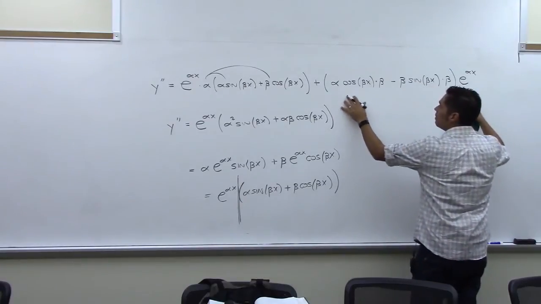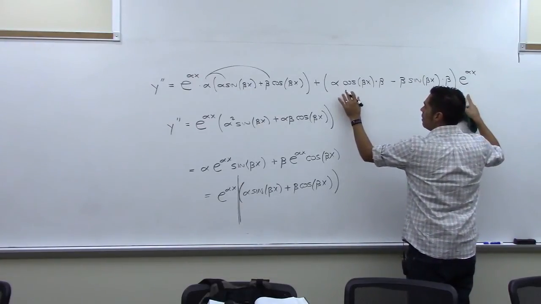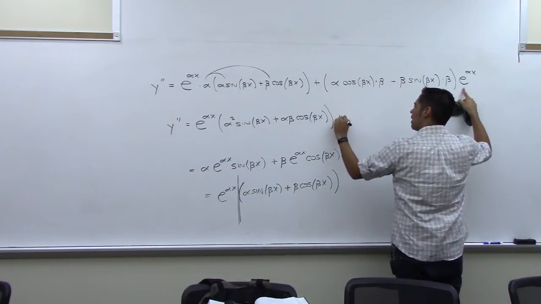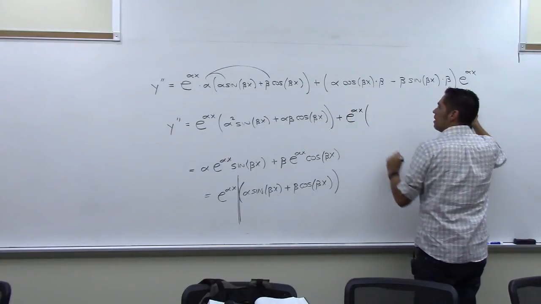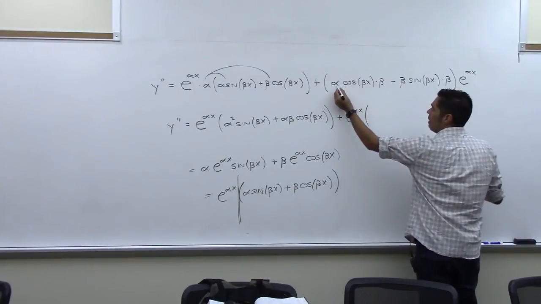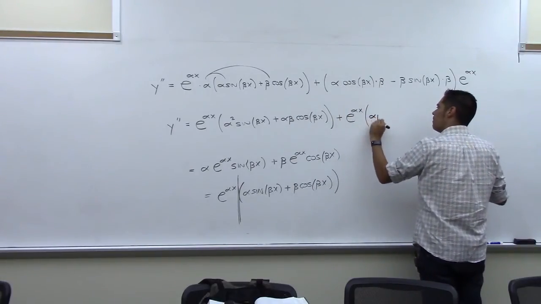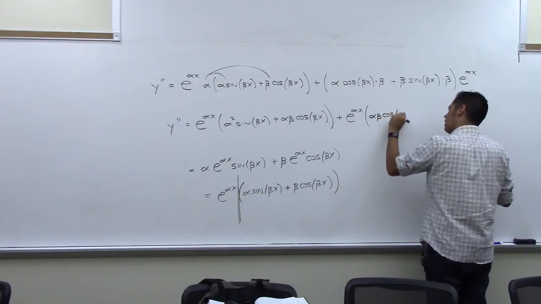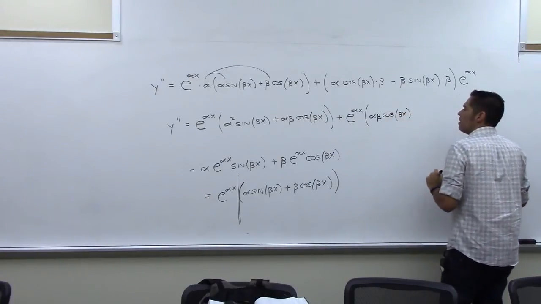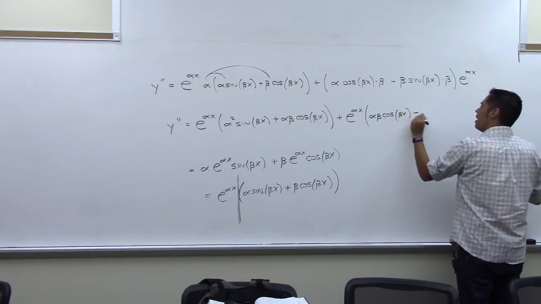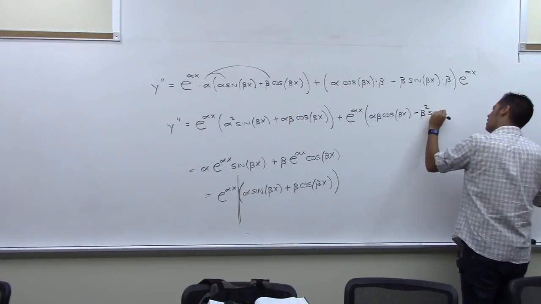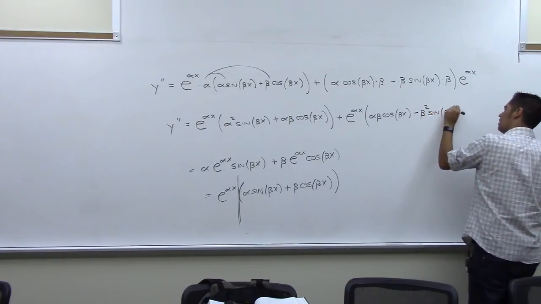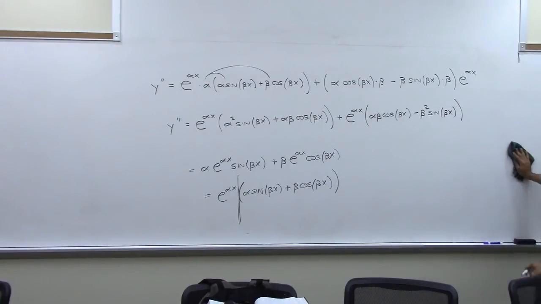Then over here, let me just kind of put these together. I have an e to the alpha x out front, so I'll put that right here. And then inside here I have alpha times beta, so alpha beta cosine beta x. And then on this one I have minus beta times beta is beta squared, sine of beta x. All right. I'm looking to see if there's anything I can do here.